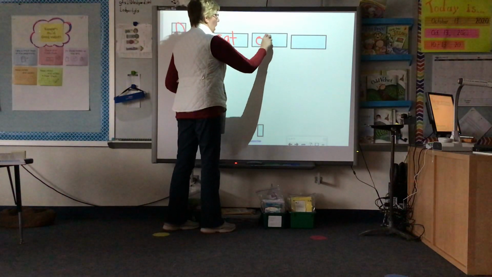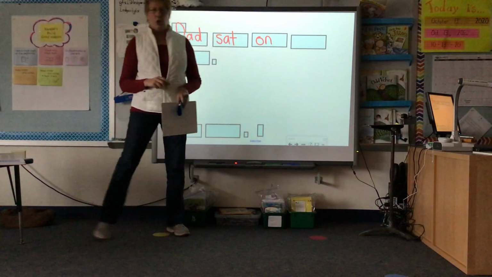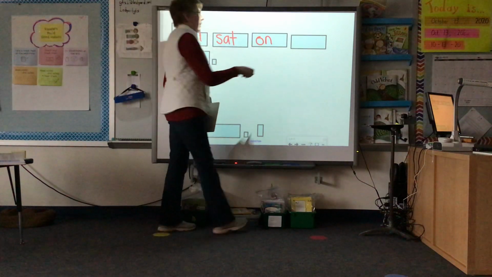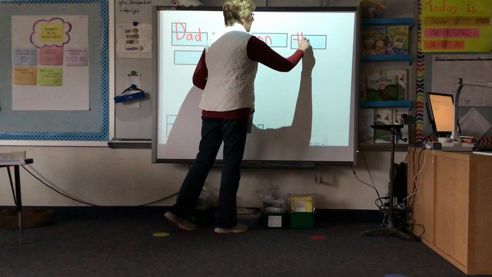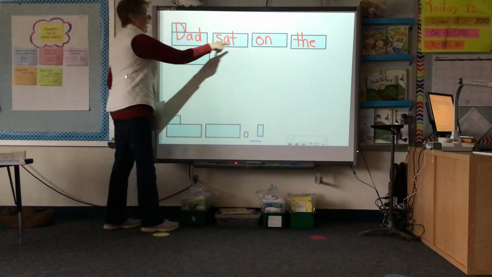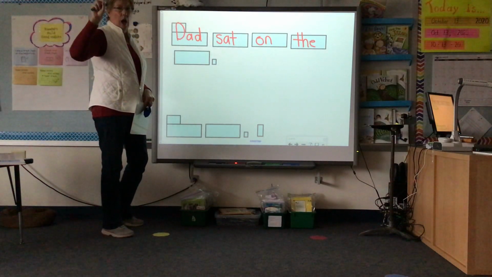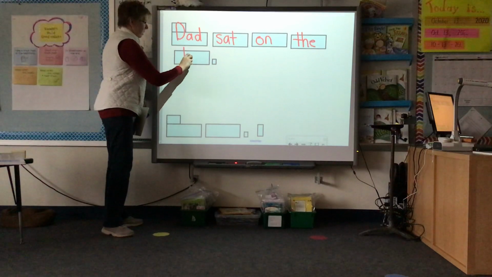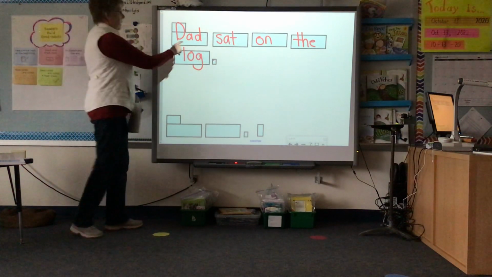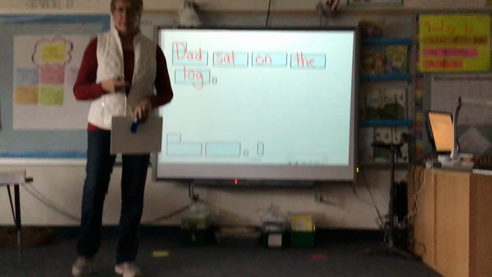Dad sat on. Did I say the word the? The is a trick word. You should know how to spell this. We cannot tap it out. The. T-H-E. You gotta know it up here. Practice it if you don't. Dad sat on the log. Log you can tap out. L-o-g. And I put my period. Dad sat on the log. Good. Did you get that?